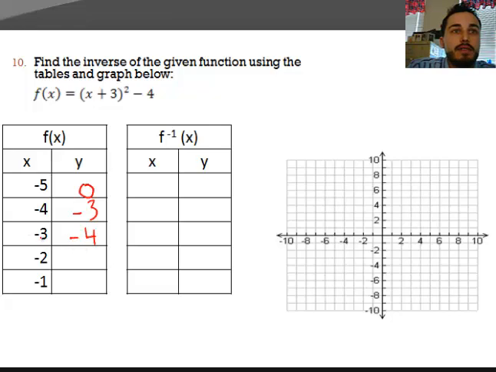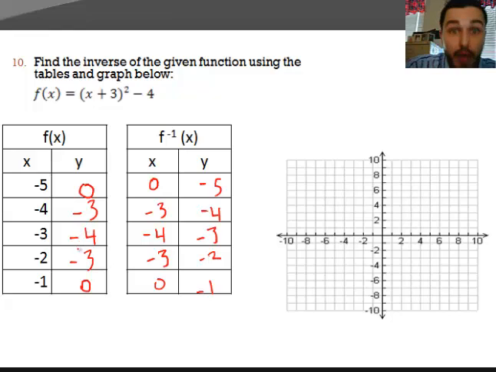By the way, this is the vertex right here, negative 3, negative 4, so I know that these two numbers are going to be the same down here. And then when I swap that, that's going to be 0, negative 3, negative 4, negative 3, 0, and then all my x's and all my y's. Now, I knew this was a negative 3 and this was a 0 because I knew this was the vertex. If you don't know that, then you need to calculate it. Don't ever assume anything.